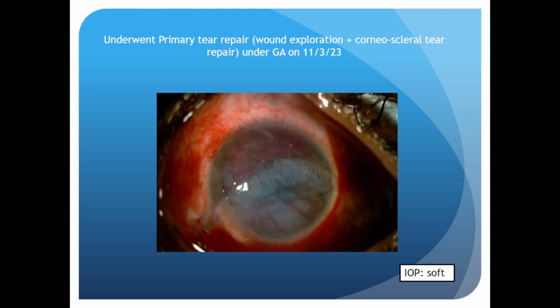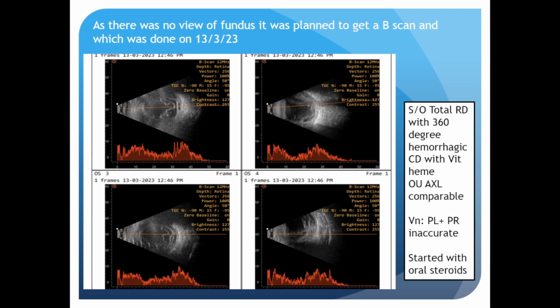This was the post-op anterior segment picture. It is well sutured, and there was full chamber hyphema along with some corneal edema can be seen, and you can see some sutures over in the sclera part. IOP was soft.